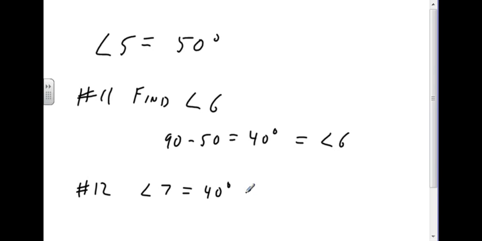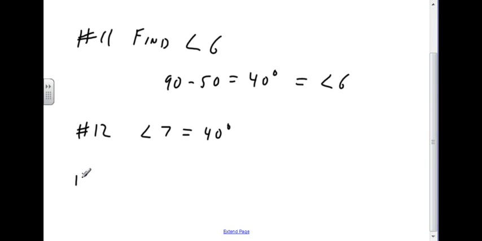What's the right word? It's not alternating interior, it's a corresponding angle. Okay, so the corresponding angle to 2 is 6, and so it's the same as 6, which is 40 degrees. Number 13, angle 2, 40 degrees.